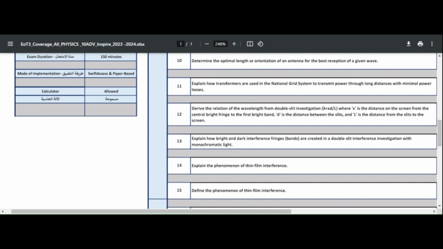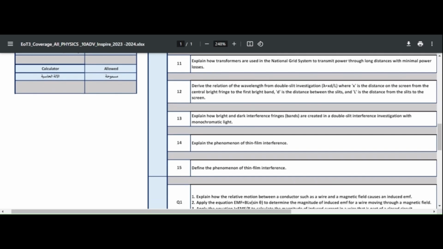Then the next one is 10. In the 10th learning objective, you have to determine the optimal length or orientation of an antenna for the best reception of a given wave. So you will be given a length, and you have to find what is the best length and in what direction the antenna should be pointed in order to get the best signal reception. This is part of the section in the textbook which is called receiving electromagnetic waves. So you will find the information there.